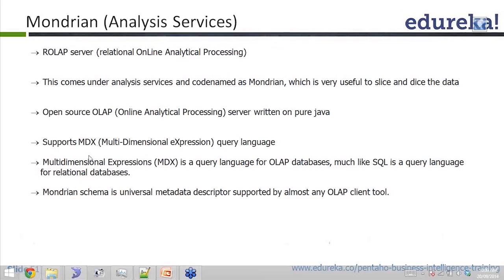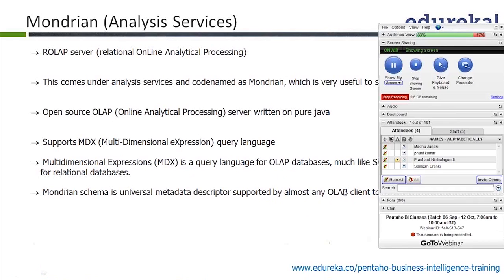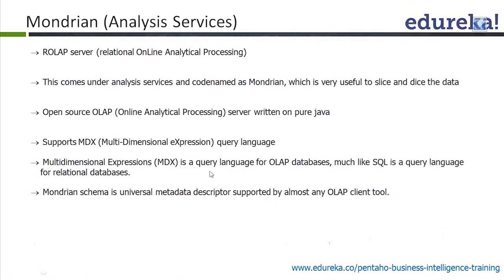So OLAP supports MDX. MDX is Multi-Dimensional Expressions. It's a pretty generic interfacing language if you want to communicate with any OLAP tool. So Mondrian supports MDX. Then the Mondrian schema is a universal metadata descriptor, which is supported by almost any OLAP client. So even if you don't want to use MDX, there are other client tools available which you can feel free to use, because it has a generic interface already in place.